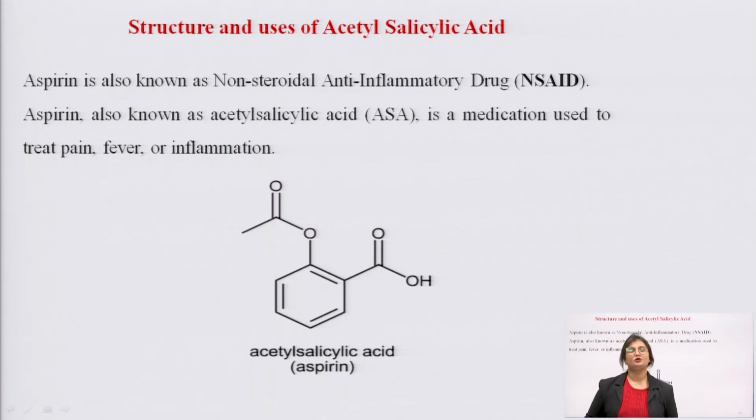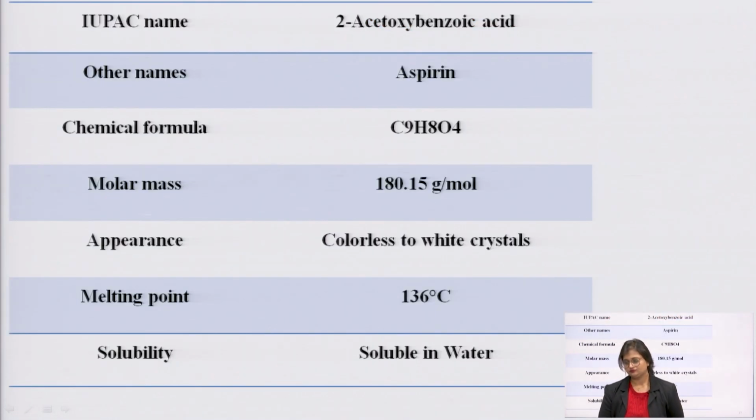So, now moving on to our next compound, which is acetyl salicylic acid. Also known as aspirin, it is a non-steroidal anti-inflammatory drug. Aspirin is also known as acetyl salicylic acid. It is a medication used to treat pain, fever or inflammation. The IUPAC name of aspirin is 2-acetoxy-benzoic acid. It is also known as acetyl salicylic acid or aspirin.